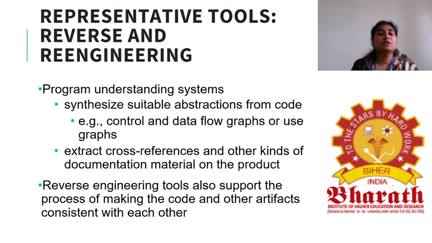We have representative tools for reverse and re-engineering also. Reverse and re-engineering is needed when we have legacy software systems. When we have legacy software systems, we need to retrieve and retain the functionalities delivered by these kinds of software systems, and we need to make changes to the various work products associated with the software. That can be done with the help of these reverse and re-engineering tools.